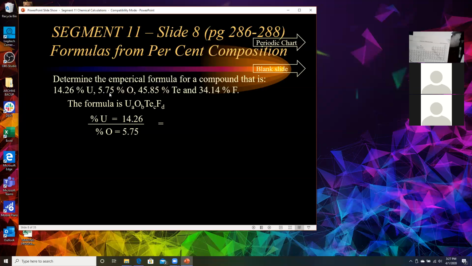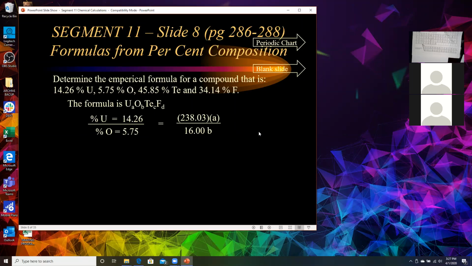Of oxygen is 5.75. Now, in the formula, this is the atomic weight of uranium, and uranium is way down here, 238.03. And there's A of them in my formula. Looking at the oxygen, there's B of them in my formula, and its atomic weight is 16. So again, I'm going to put the uranium stuff in the numerator, the oxygen stuff in the denominator.